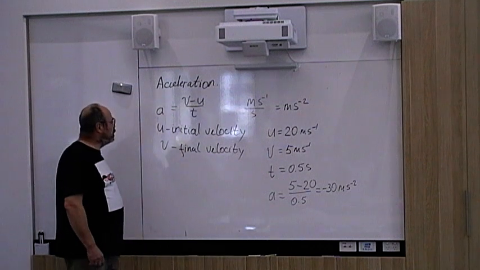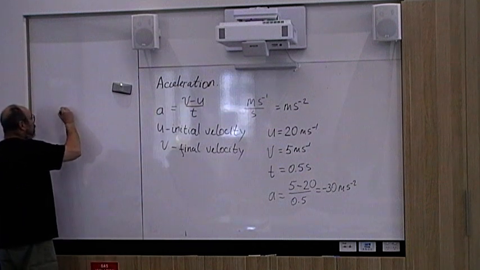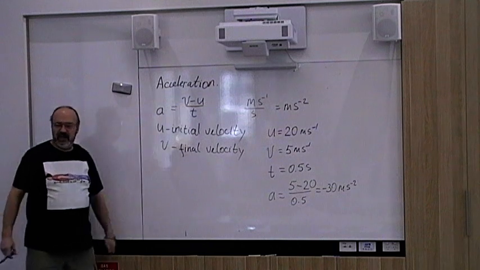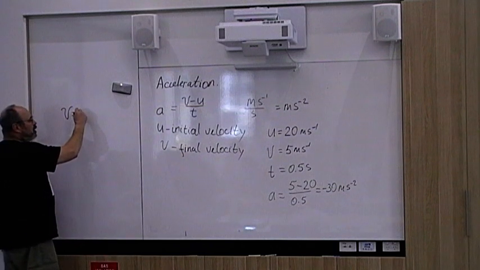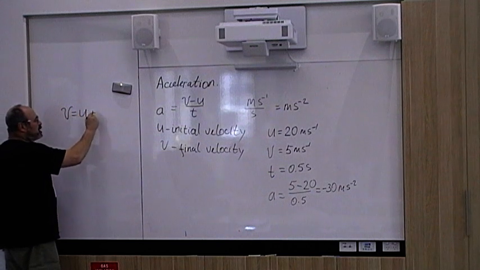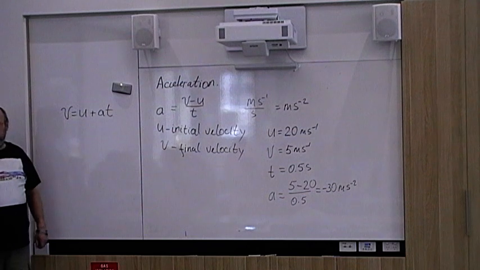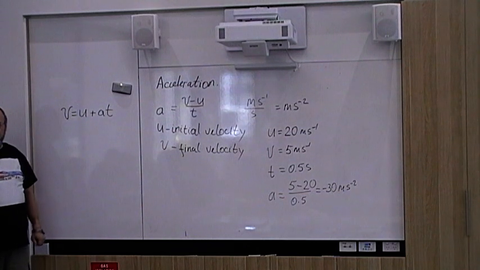So that makes sense, how to calculate acceleration. Let's rearrange this formula, making v the subject. Can you tell me what v will be? Rearranging the formula, v will be u plus a t: initial velocity plus acceleration times time.